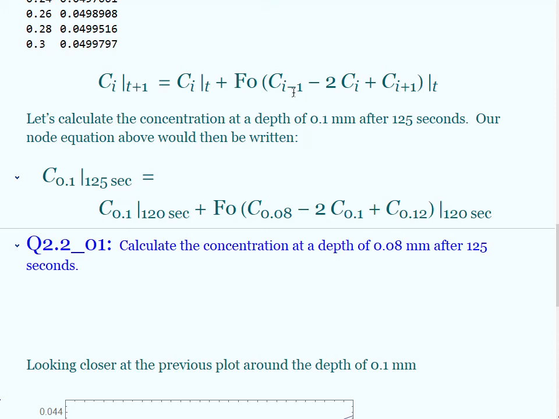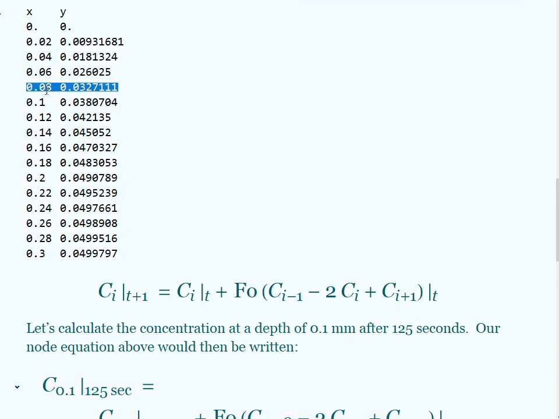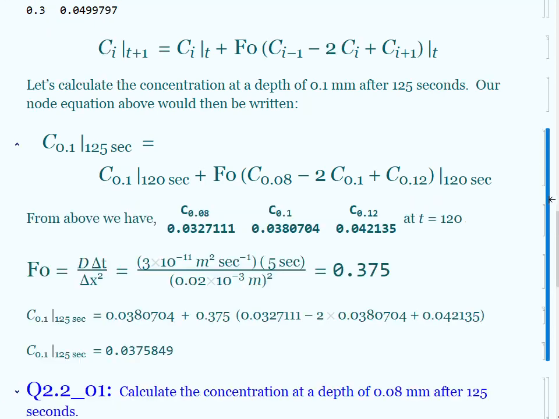Fourier, and then this would be the node to the left, which is 0.08 in this problem. The one I'm on, 0.1. The one to the right, 0.12. I pull those straight from this table, so that's my 0.08 one, my 0.1, my 0.12. Take those three numbers and plug them into this equation. So there they are. We calculate the Fourier number.